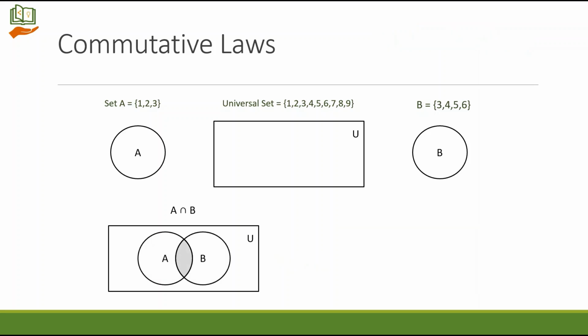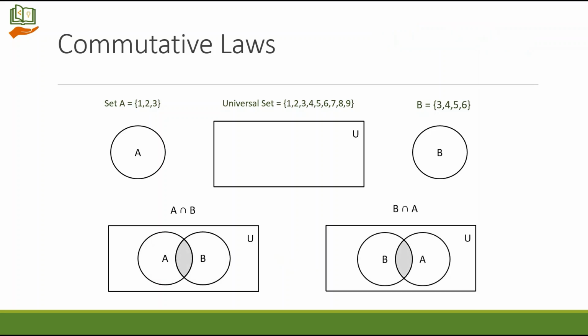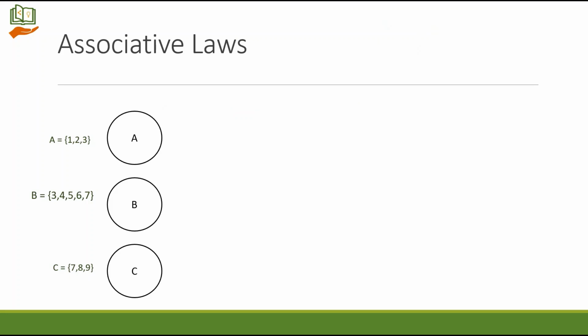A intersection B will be equal to B intersection A. Here we have sets as 1, 2, 3 and 3, 4, 5, 6. When you find A intersection B, you end up with 3. When you find B intersection A, you end up with 3 again. A intersection B and B intersection A are equal. Both have the element 3 in common. Next we will get into associative laws.